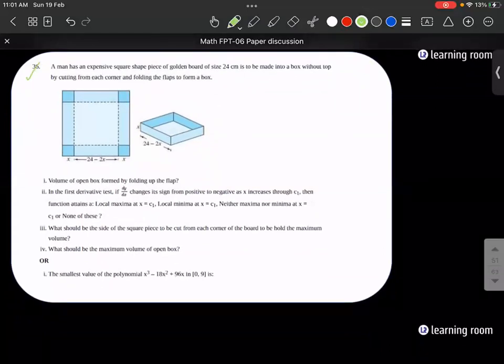36. This is also a textbook problem. So volume of open box formed by folding the flap. So what is the answer for this? So it is going to be (24 minus 2x) the whole square into x.